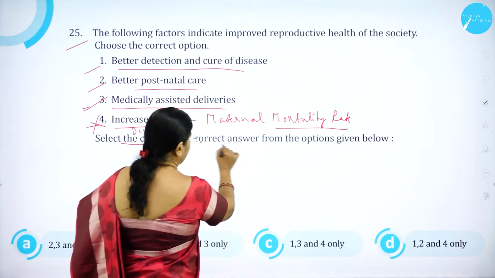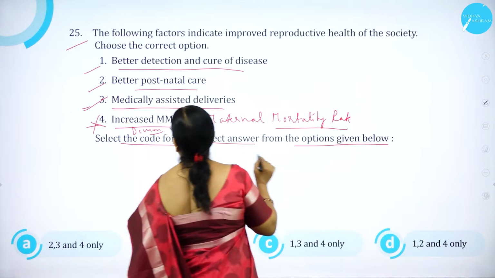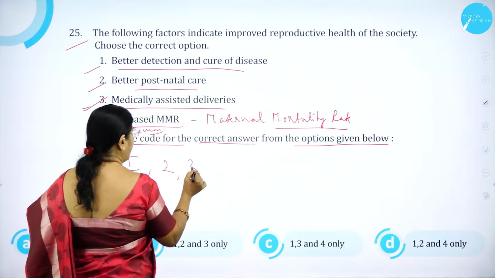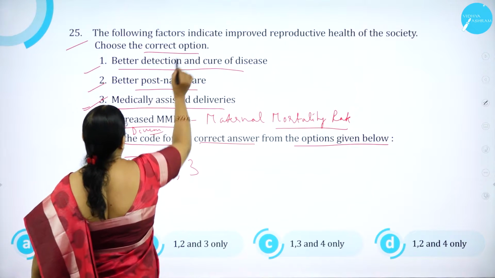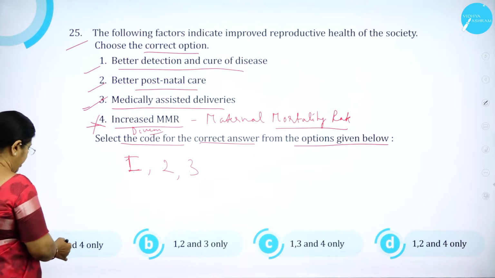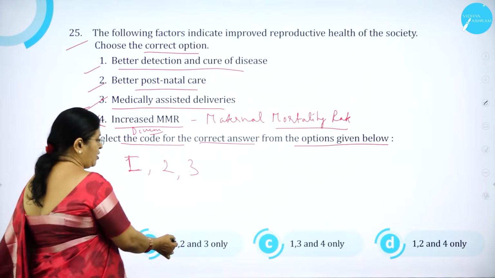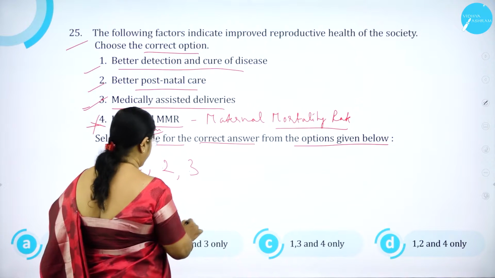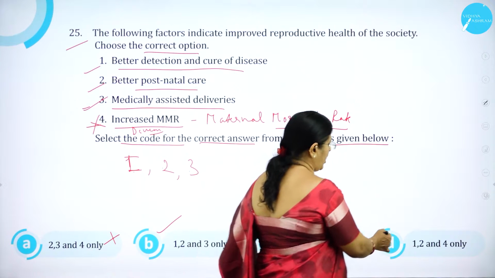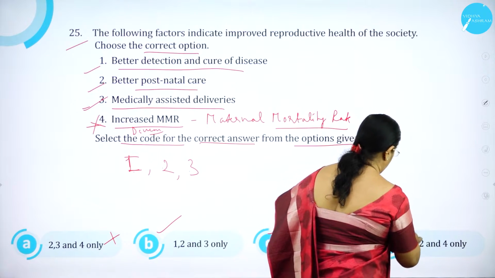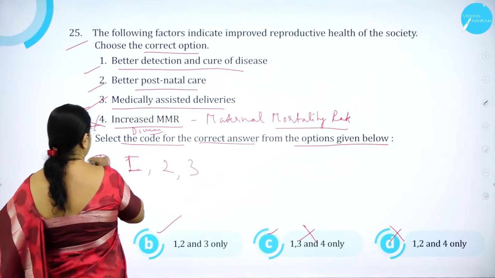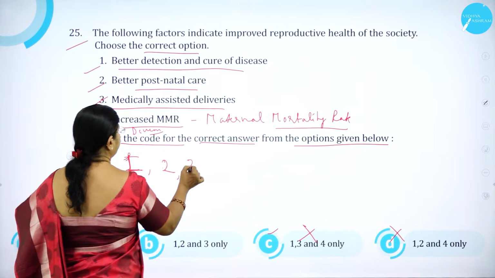Select the code for the correct answer from the options given below. So 1, 2 and 3 are correct. So choose the correct options. 1, 2 and 3 are correct. So option A, 2, 3, 4 wrong. 1, 2, 3 correct. Option C, 1, 3, 4 only wrong. Option D, 1, 2, 4 wrong. So option B is correct. That is 1, 2 and 3.